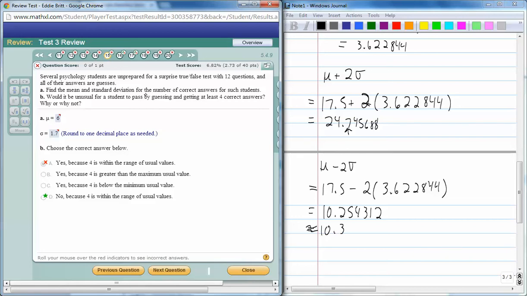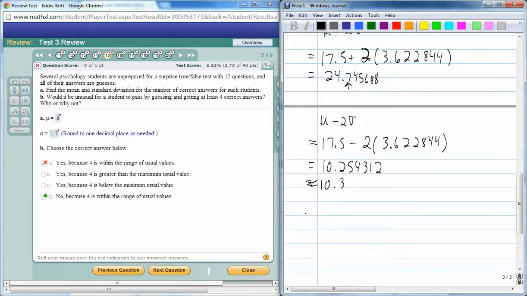Find the mean and standard deviation for the number of correct answers for such students. So to find the mean, we say n times p. You say, but they didn't give us an n, they didn't give us a p. Well, we have to read the problem and figure out what we need and then figure out what those are. So we were told there were 12 questions. That's our n. What's the probability of getting one right? Or what's the percentage? You're going to get one right, 1/2 or 0.5.